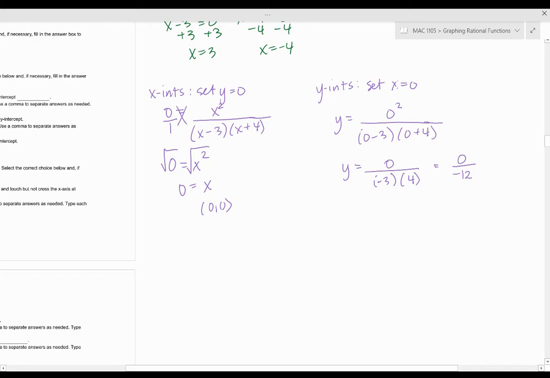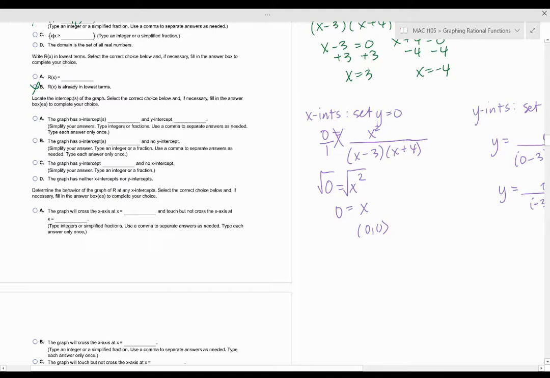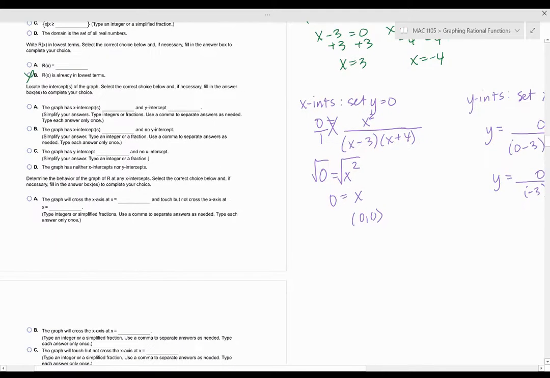We know that 0 divided by anything is 0. So I have one y-intercept at 0, 0. Okay. So as I go back to my answer choices, all right, my graph has an x-intercept and a y-intercept.